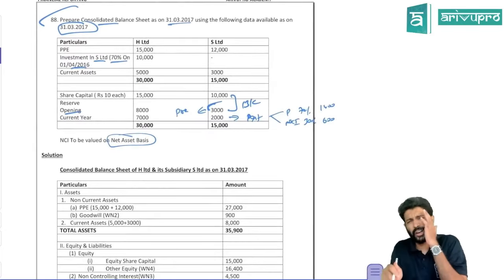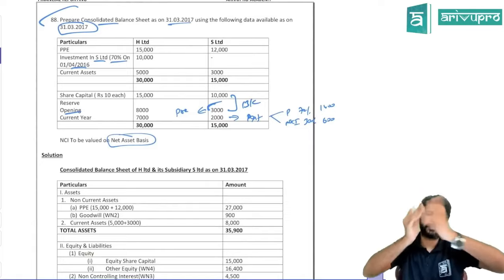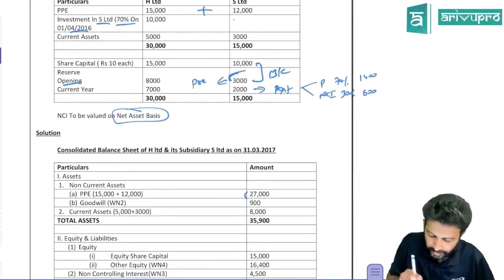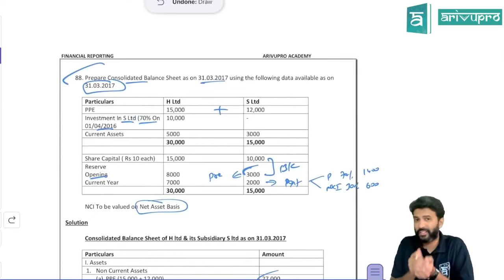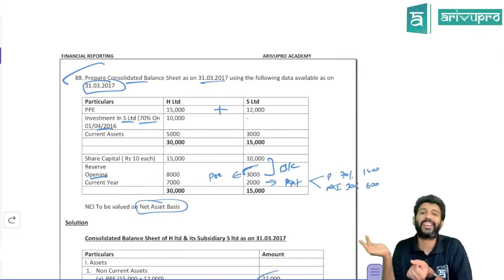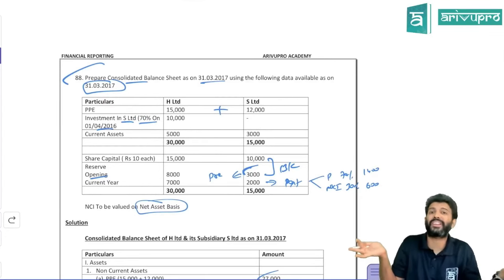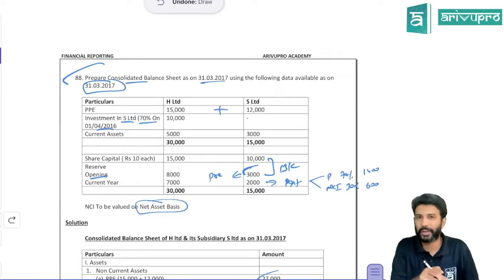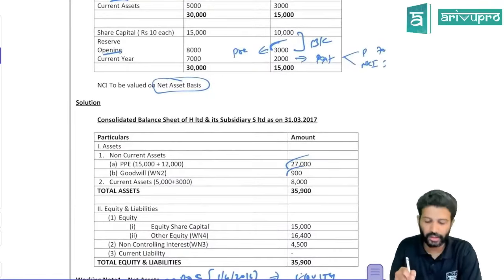And how do you prepare the consolidated balance sheet? Simple. You take parent assets, you take subsidiary assets, and you add them 100% line by line. PPE of 50, no adjustment. So 15 plus 12 is 27,000. Investment in subsidiary will not come because for the holding company it is an investment, which is an asset, but for the subsidiary company it is their share capital. A component cannot be shown both as capital as well as an asset, so it will get knocked off. But instead of this investment, goodwill or bargain purchase gain will come. Here, what did we get? Goodwill. So you'll have to show goodwill as a non-current asset over here.